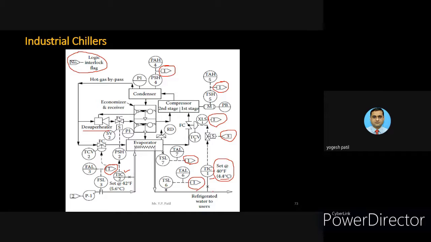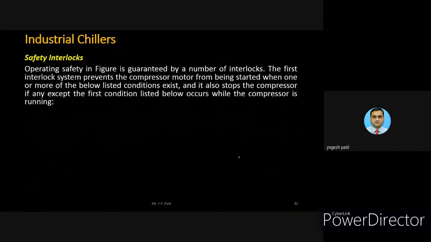So mainly interlock 1 is very important. You can see there are many places where the output is going to interlock 1. Interlocks 2 and 3 may have some other purpose. That I have also mentioned somewhere. Yes, safety interlocks. So this safety interlocks, that is, operating safety in the figure, is guaranteed by a number of interlocks.